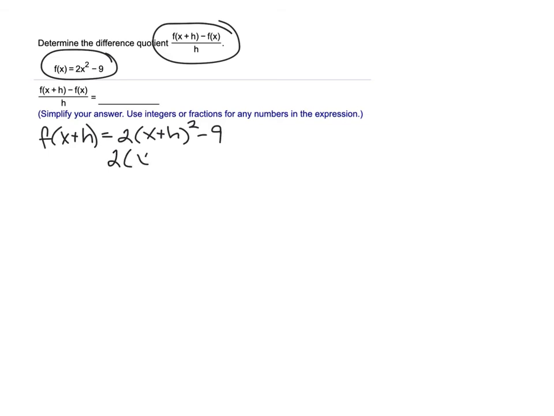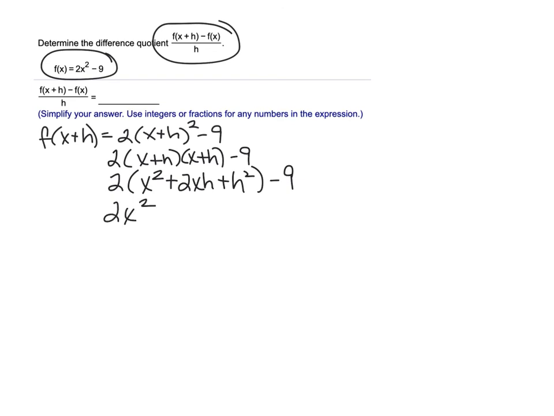We have x plus h squared is x plus h times x plus h. We have to FOIL this out, so we get x squared plus 2xh plus h squared. And then finally, we have to distribute the 2 through, so that gives me 2x squared plus 4xh plus 2h squared minus 9. Just don't forget to distribute. This is f of x plus h.